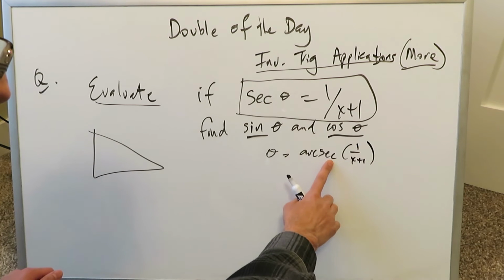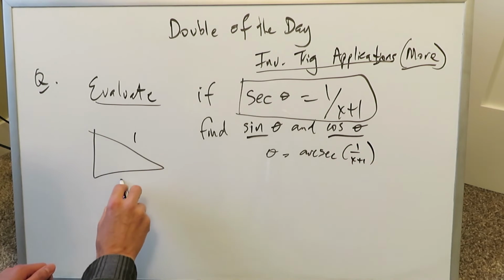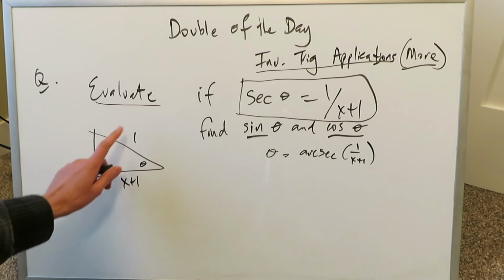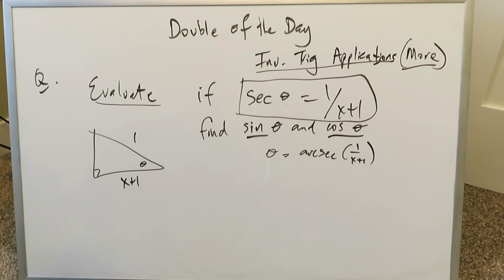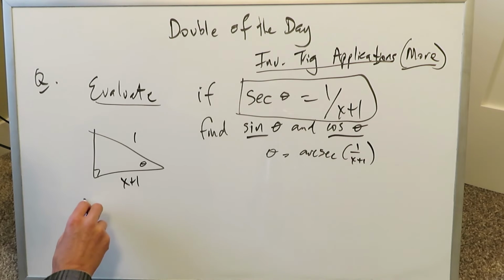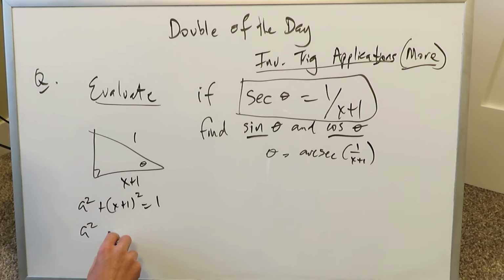Definition of secant is what? Hypotenuse over adjacent. This is my hypotenuse, this is my adjacent 1, and here's x plus 1. And you have to use the Pythagorean theorem, a squared plus b squared equals c squared, to find this side over here. Well, this right here, let that be some imaginary number, we'll call that a. A squared plus x plus 1 whole squared is equal to 1. A squared is equal to 1 minus x plus 1 whole squared, and then a is equal to the root of all of that.